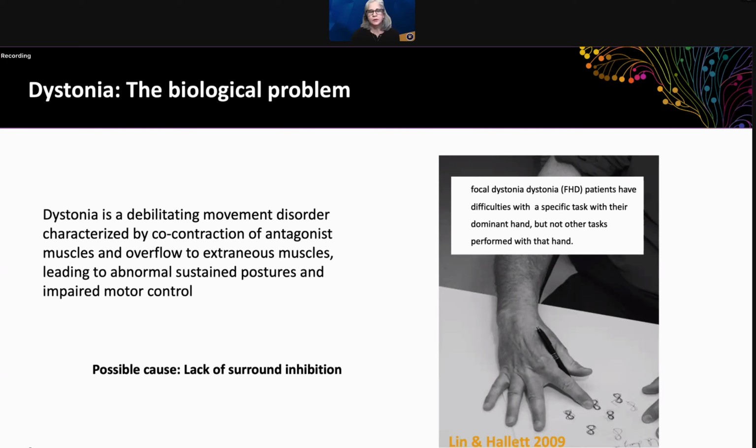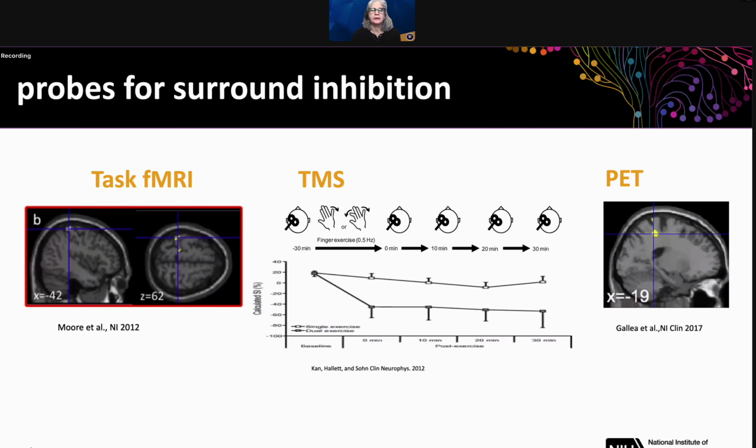And what is suspected is that there is a lack of surround inhibition in this disease. The problem is how we can study this surround inhibition. I'm not going to get into the details of the 3T or PET studies, but we don't have the ability to do a deep understanding of these phenomena.